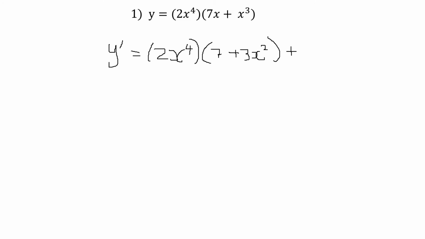So plus, and again, now I keep the second function as it is. So I have 7x plus x cubed, and I multiply that now by the derivative of the first function, and that will give me here now 8x cubed. And again, just recalling the rule, the 4 goes in front and I take away 1. So the 4 times the 2 gives me 8, and when I take away 1 from the 4, that gives me 3. That's just the power rule there.